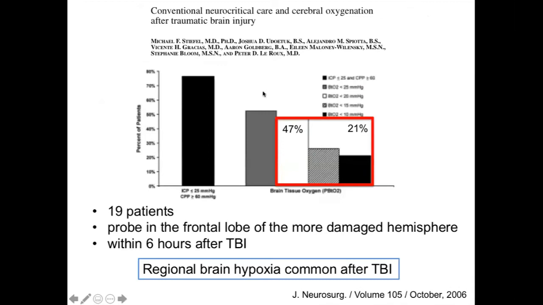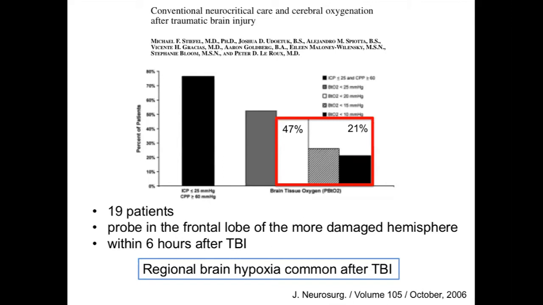A few years later, the group in Philadelphia published this paper, data on 19 patients that started PbTO2 monitoring within 6 hours after injury and with a good resuscitation. ICP could probably be better, below 20, but CPP was at least 60. And almost half of the patients were mildly hypoxic in the brain. 1 out of 5 patients with good resuscitation was severely hypoxic, with a PbTO2 below 10. So for sure, hypoxia is a problem in our patients.